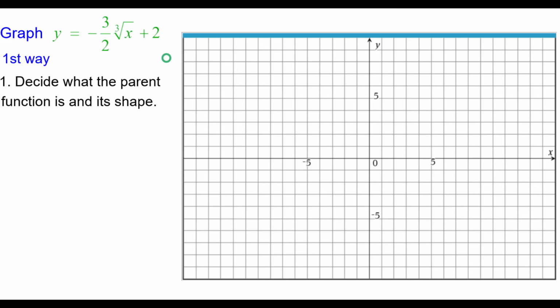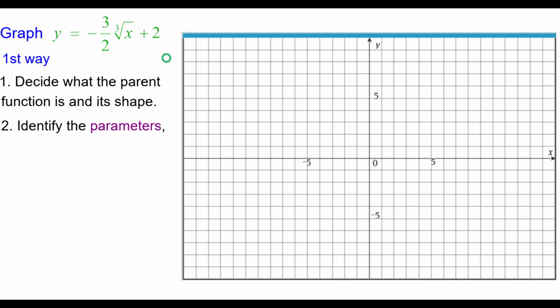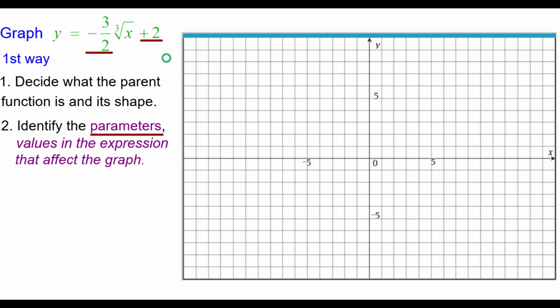You first need to decide what the parent function is and its shape. So this is the cube root function, and its shape is this curve right here, a sideways cubic function. Identify the parameters, and those are values in the expression that affect the graph. There are two of them in this function. How do they affect the graph?